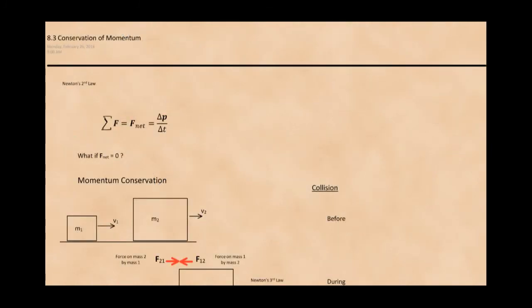Chapter 8, Section 3 deals with conservation of momentum. Again, Newton's second law says that the sum of the forces on a system will equal the change in momentum of that system divided by the change in time. Now, if I look at this equation, what happens if the net force is 0? If the sum of all the forces is 0? Well, if the net force is 0, then that means the change in momentum will be 0, or momentum will be constant.